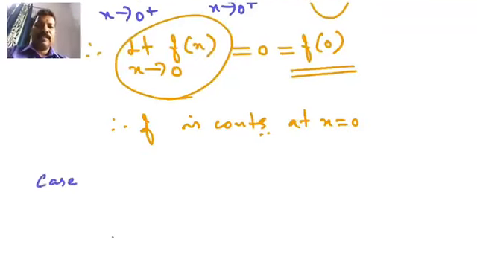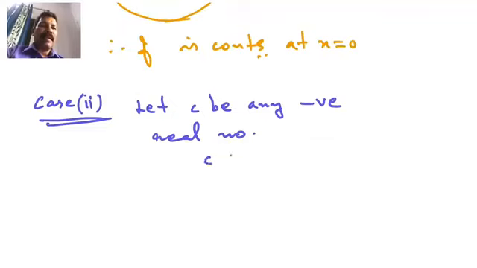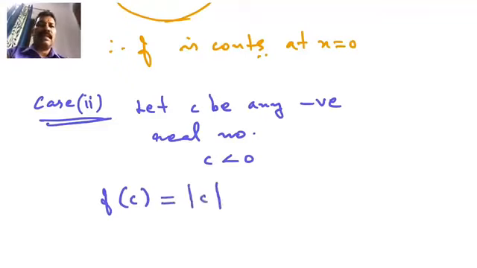Now case two. Let C be any negative real number, that is C less than 0. Then what about f(C)? f(C) is equal to mod C, but C is negative here. Therefore, that is equal to negative C. I told you modulus x is equal to negative x if x is negative. So here C is negative, so modulus C is equal to negative C.